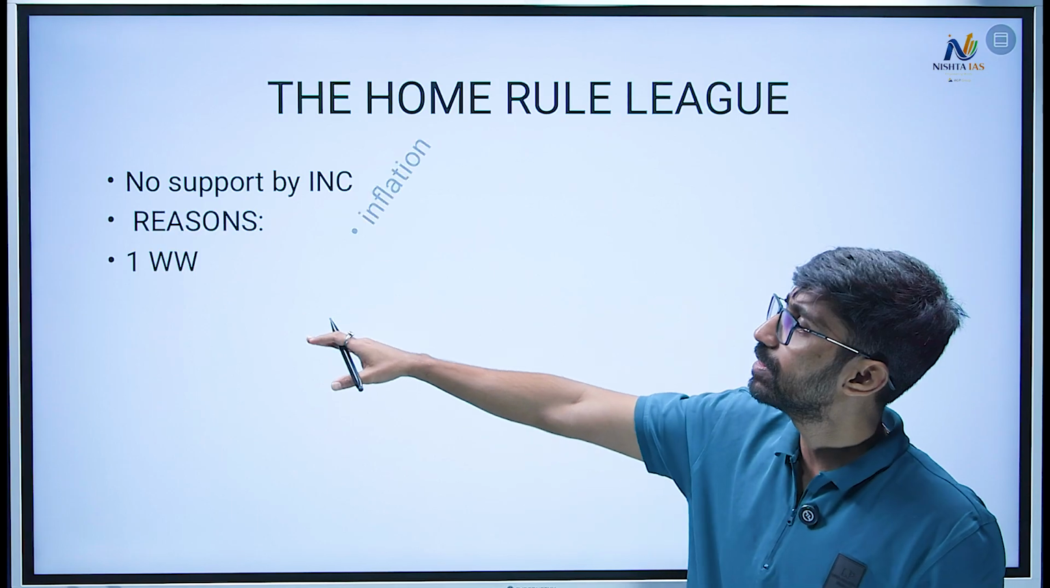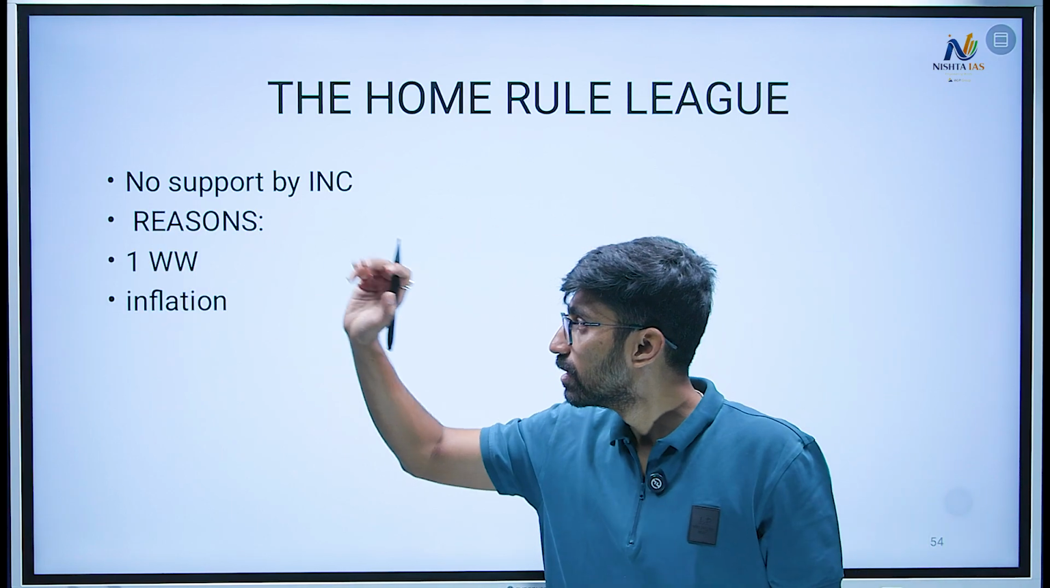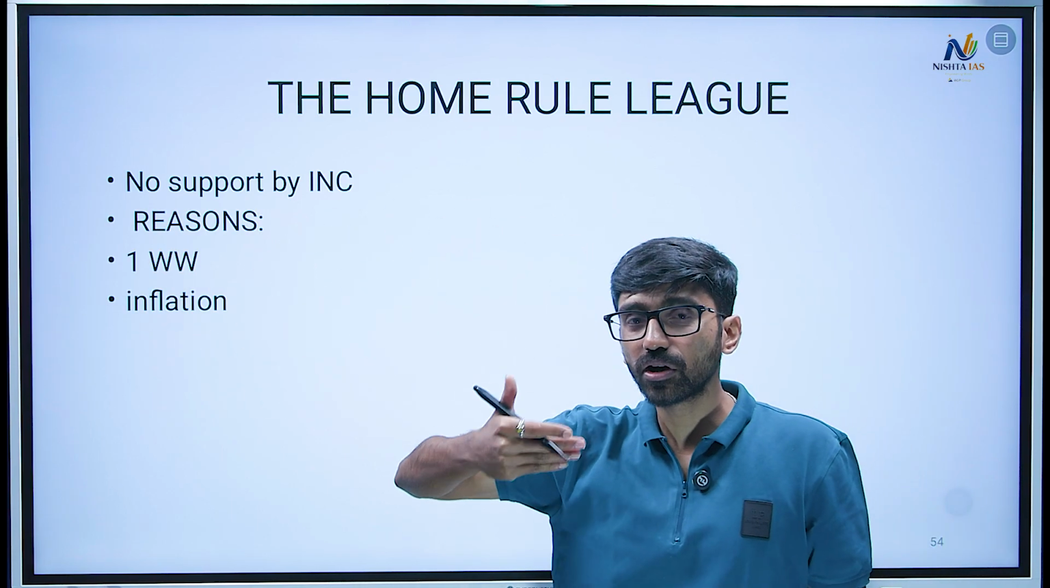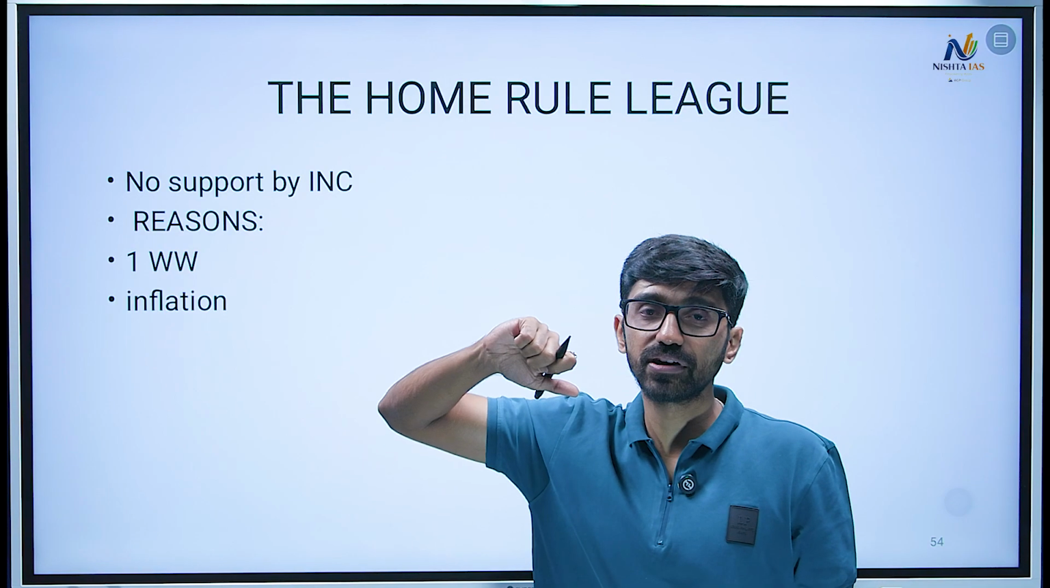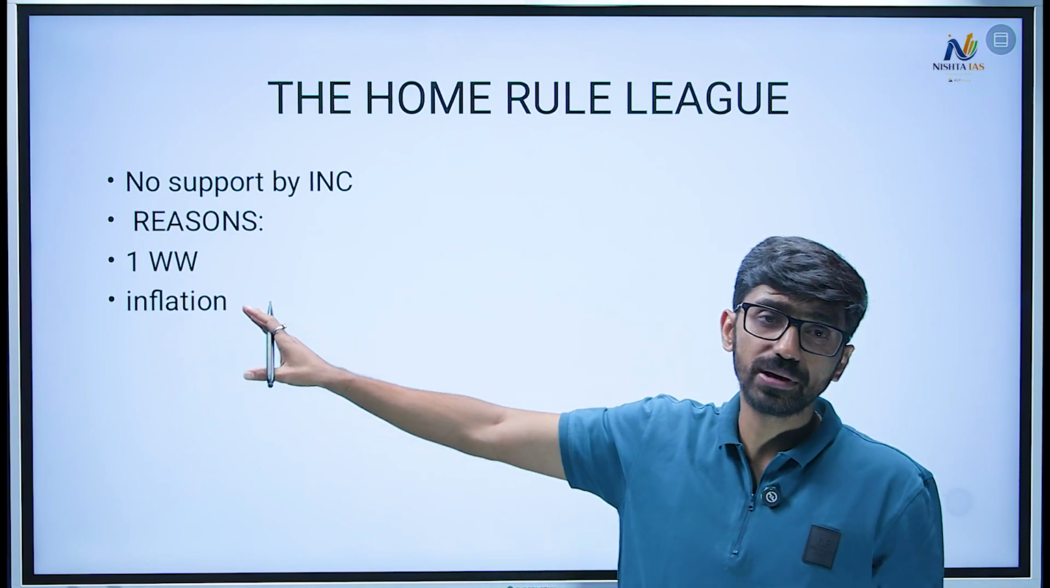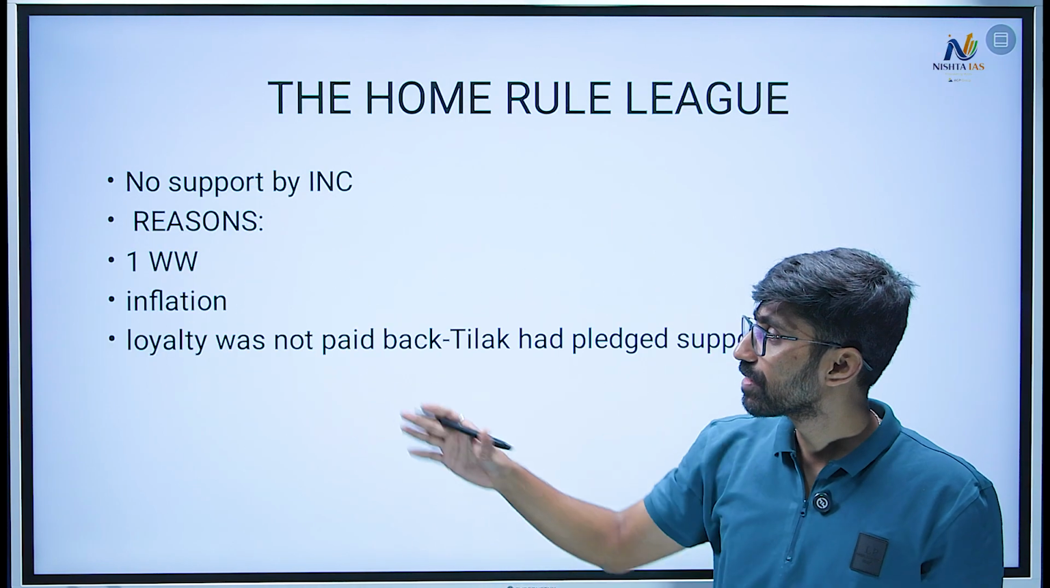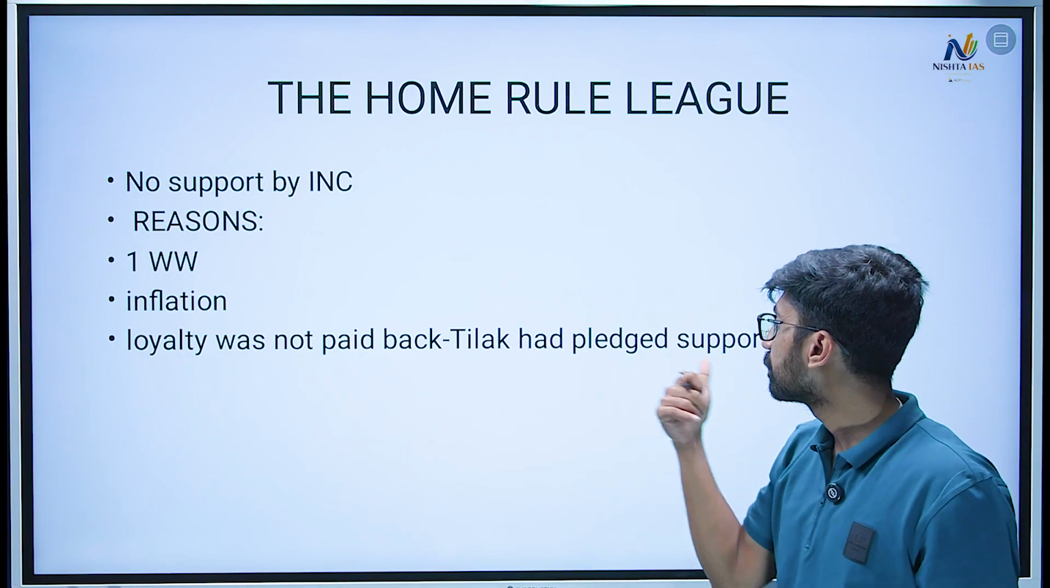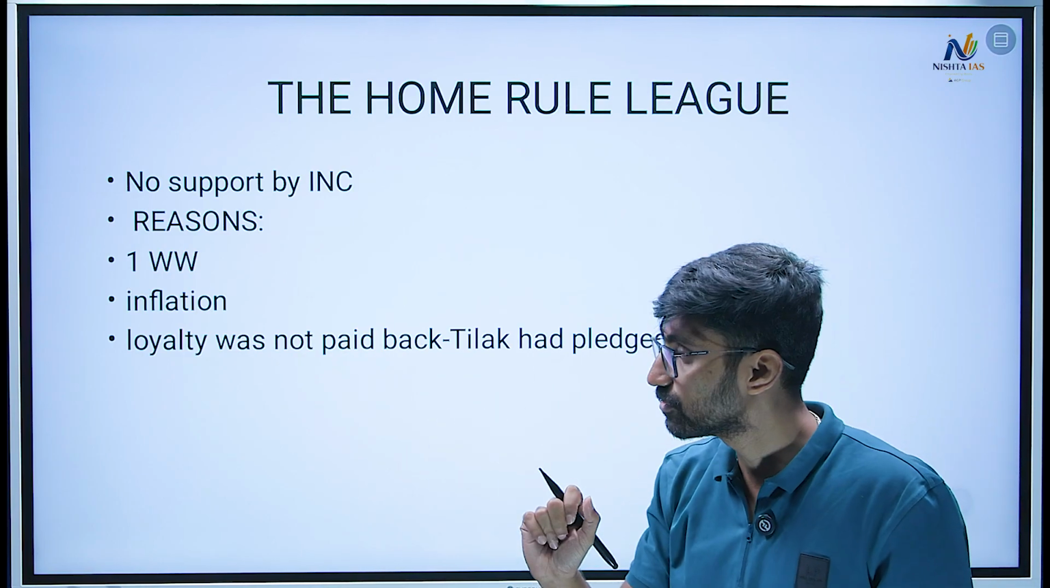Okay, what are the reasons? Simple. The First World War happened, 1914. Inflation happened because all the food crops and everything was diverted to war efforts. So food shortage happened, inflation happened. People were against Britishers right now. Loyalty was not paid back as Tilak had pledged support. I told you Tilak gave support to the Britishers.